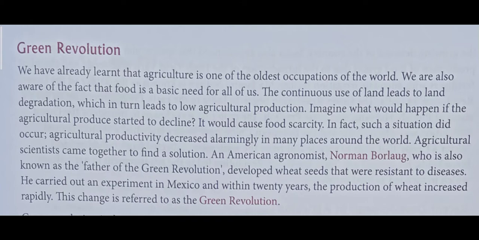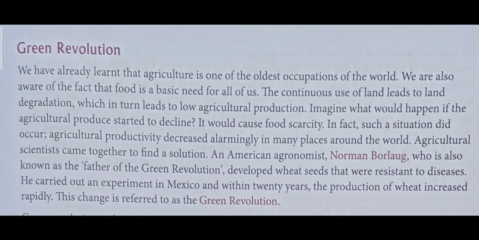An American agronomist, Norman Borlaug, who is also known as the father of the Green Revolution, developed wheat seeds that were resistant to diseases. He carried out an experiment in Mexico, and within 20 years, the production of wheat increased rapidly. This change is referred to as the Green Revolution. Now, what is the Green Revolution?